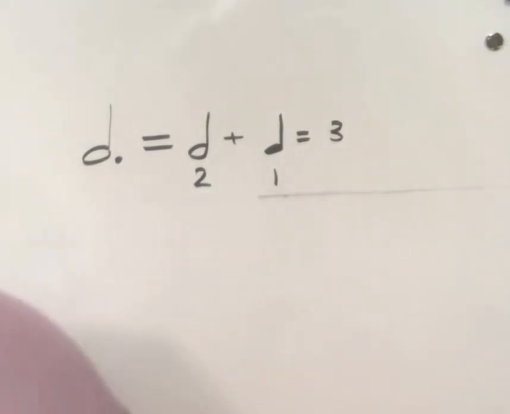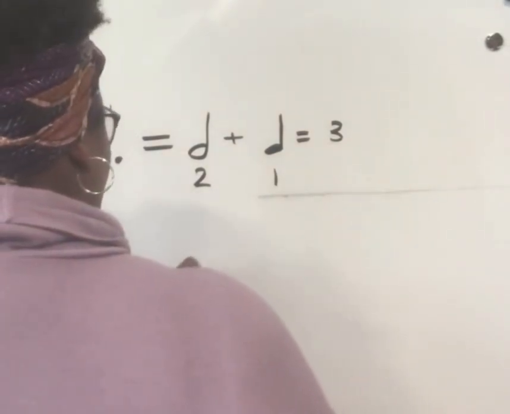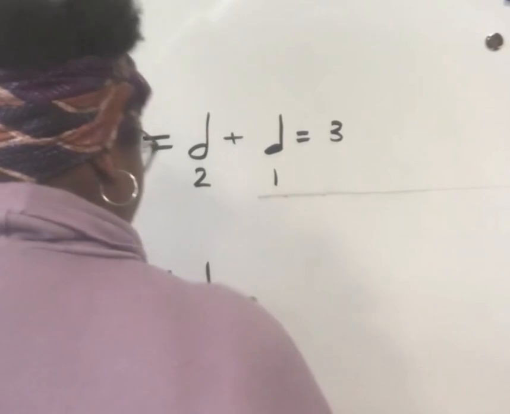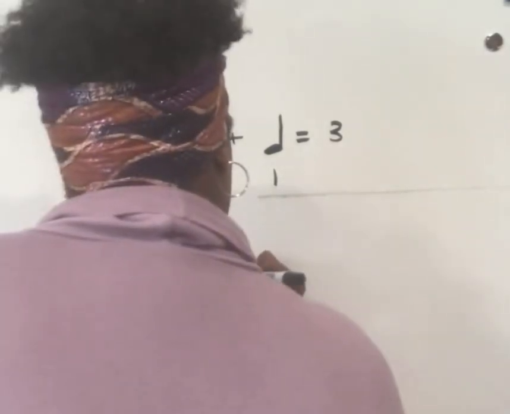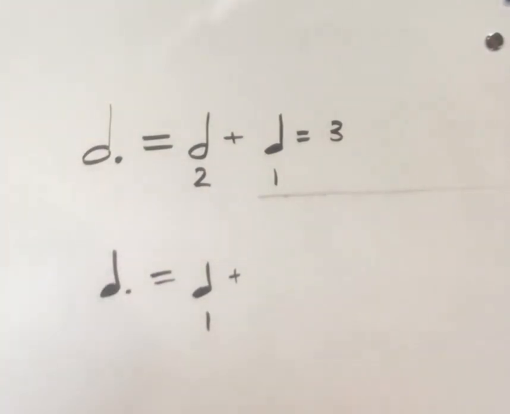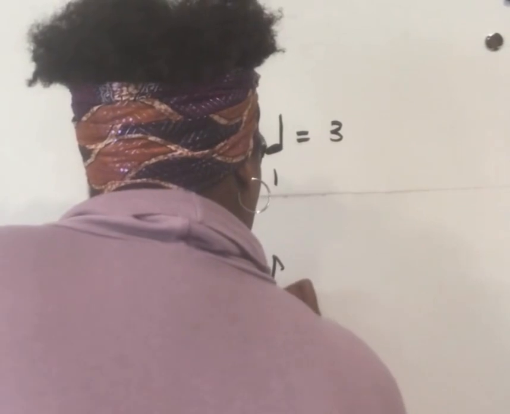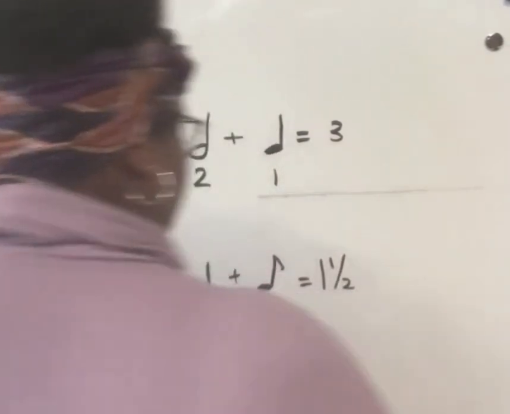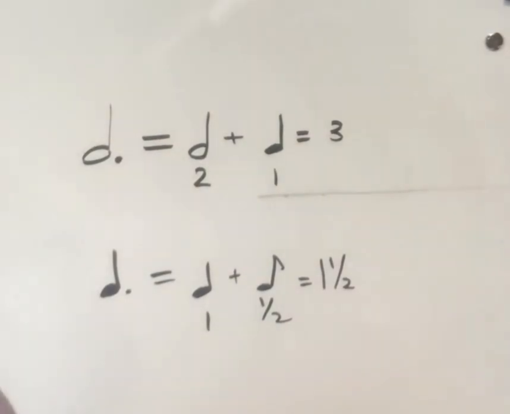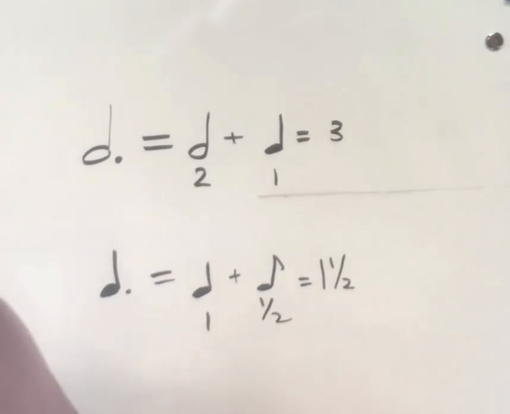So let's take the dotted quarter note. The quarter note itself is worth 1 beat. To that, we're going to add half of a beat, which is an eighth note, which means our dotted quarter note is worth 1.5 beats. So now we're going to do some rhythms using the dotted half note and the dotted quarter note.